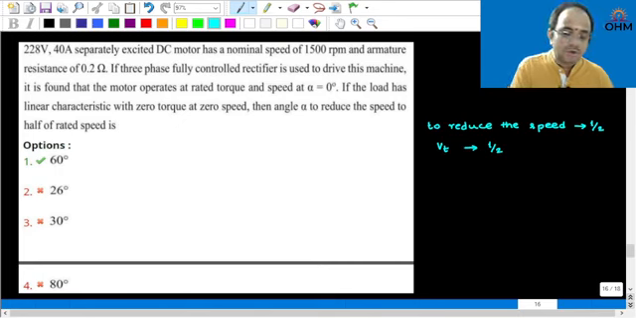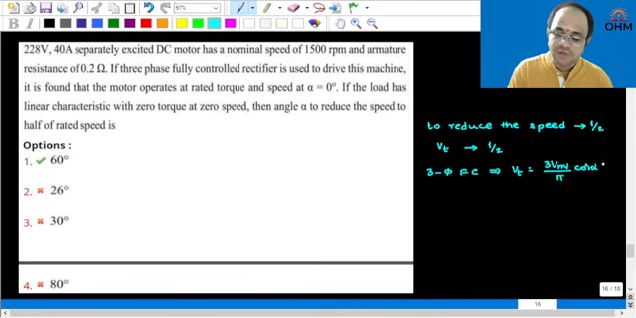But as the motor is controlled from a three-phase full converter, a three-phase fully controlled rectifier, what is Vt? Vt expression is 3 Vml by pi into cos alpha. In order to reduce this 3 Vml by pi cos alpha to half value, alpha must be 60 degree. Then only the terminal voltage of the rectifier circuit will reduce to half, and hence the speed will also reduce to half. That is a very simple question. Answer will be first option.